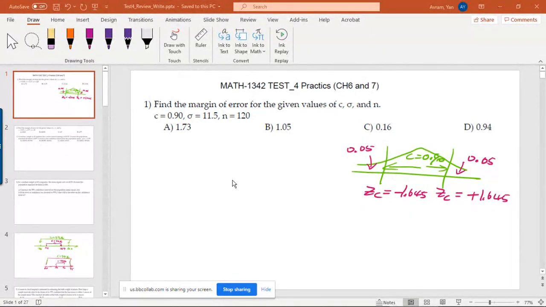Okay. So we're gonna start chapter 6, which is only 2 sections, and then we're gonna also go over the chapter 7 text review. Actually, this is the best way to cover everything. Chapter 6 is confidence interval. Chapter 7 is the hypothesis test.